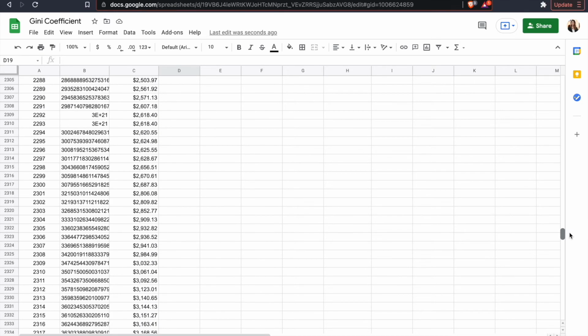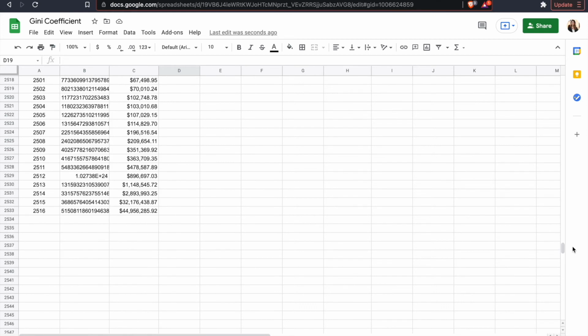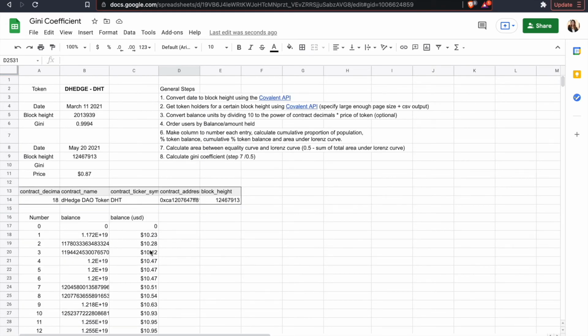If you wanted to, you could also remove the bottom wallets, the bottom accounts, which I would assume represent the DH Treasury. But for this exercise, I'm going to keep them just to see the overall decentralization of a protocol's tokens, of the DH tokens. So the next step is you want cumulative population.